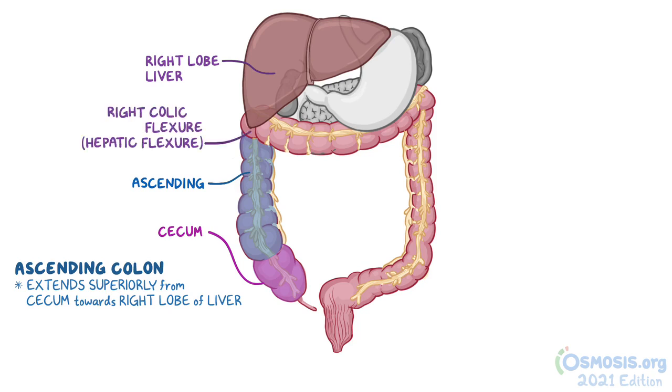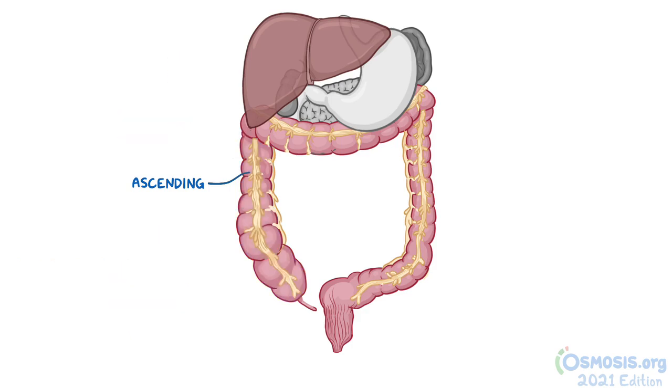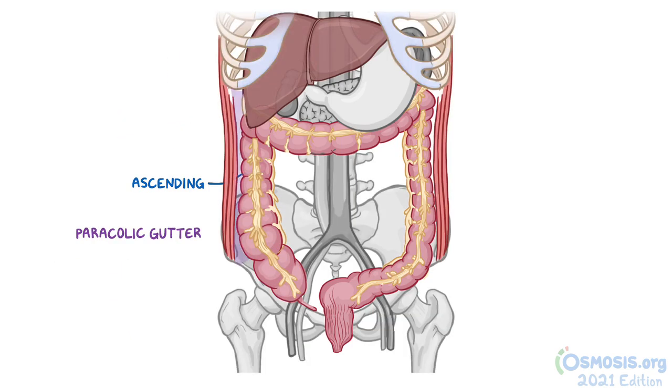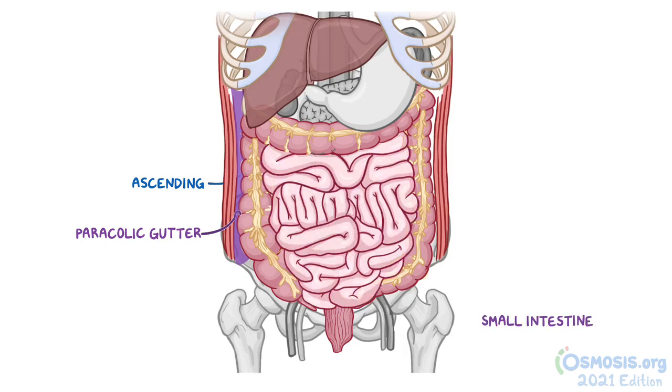The ascending colon is positioned retroperitoneally, therefore just behind the peritoneum. Laterally, between the ascending colon and the lateral abdominal wall is a shallow trench covered by parietal peritoneum called the right paracolic gutter. Medial to the ascending colon is the small intestine, while anteriorly is the greater omentum.